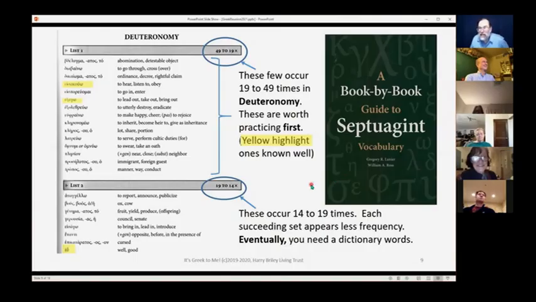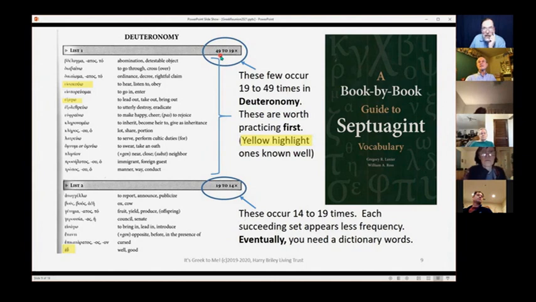This is the book I recommended buying, the book-by-book guide to the Septuagint vocabulary. When you first get it, you wonder how it's laid out. It turns out it's laid out by book, which is what the title says. So here are all the words in the word lists for Deuteronomy. I figured it would be chapter 1, chapter 2, etc. No, it's list 1, and these are all the words that occur between 19 and 49 times in the book of Deuteronomy.